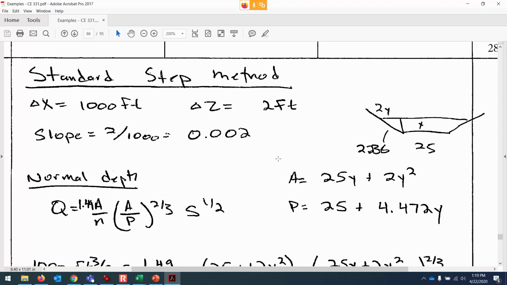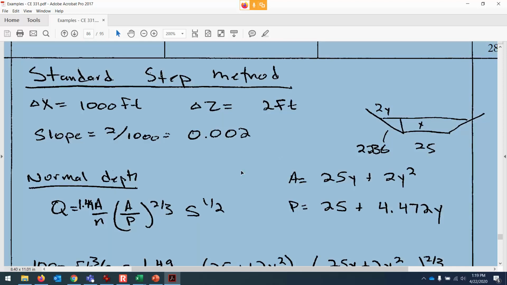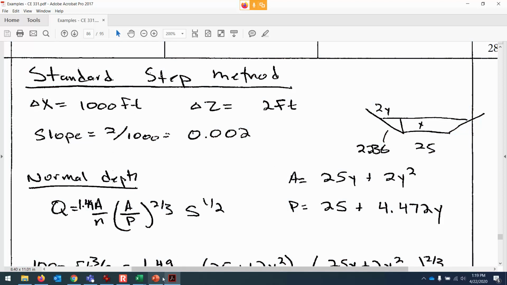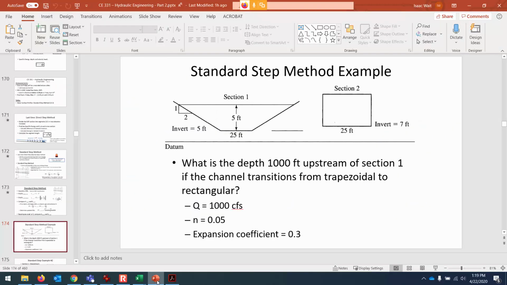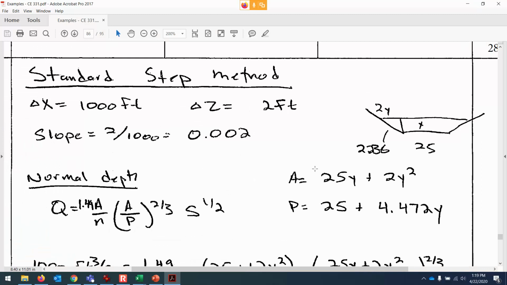At the trapezoidal section, at the location where we know things, here at section 1, we want to compare the flow depth to the critical depth and to the normal depth. Those three things tell us what kind of a profile we have. So at this location where we have the measured depth, what would be the normal depth there?